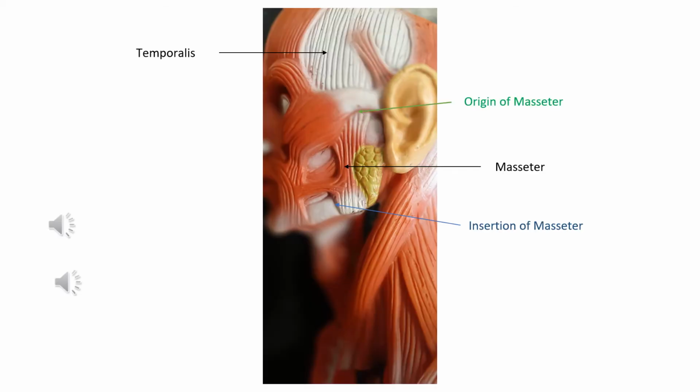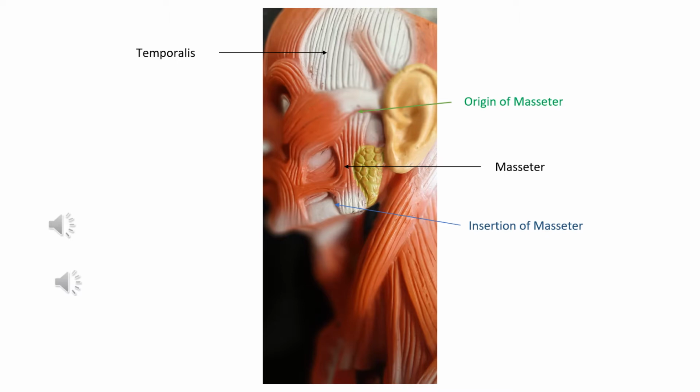This is the masseter muscle. Its origin is at the zygomatic arch. It has two insertions, one at the ramus of the mandible and one at the coronoid process, and it has three main actions. It elevates and protrudes the mandible, and the deeper fibers of the muscle retract it.